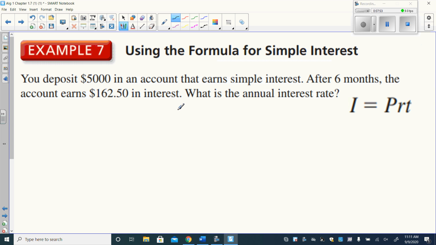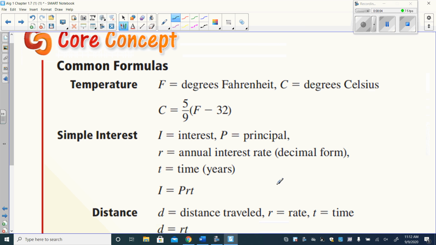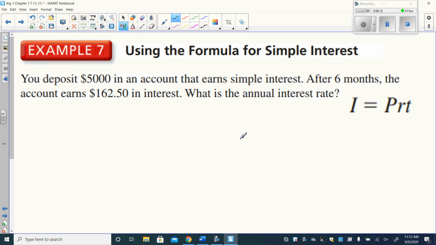Now we're going to look at some using simple interest. I equals PRT, where P is our principal, R is our rate, and T is time in years. So if we look back, T is time in years, our rate is as always a decimal, and principal is what we put in. So now let's look at the problem. You deposit $5,000 in an account that earns simple interest. After 6 months, the account has earned $162.50. What is the annual interest rate?